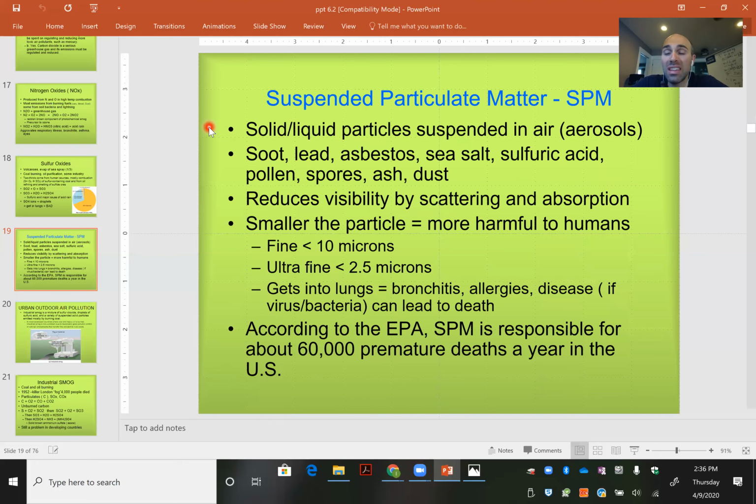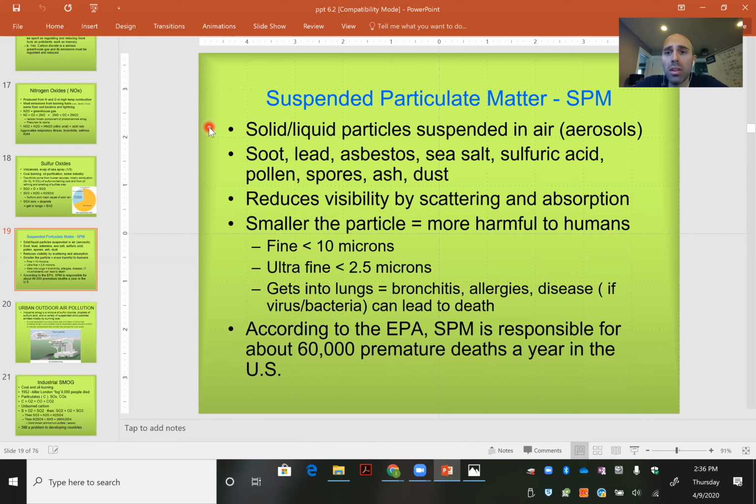All right. These are actually little particles of matter that are in air. So think about when you burn your fireplace, when you combust a piece of wood, right? You let smoke into the air. That is particulate matter. Solid or liquid particles suspended in air, or aerosols, right? Soot, lead, asbestos, sea salt, sulfuric acid, pollen, spores, ash, dust. So scary. It reduces visibility by scattering light absorption.